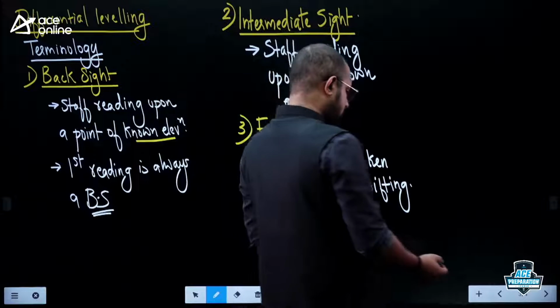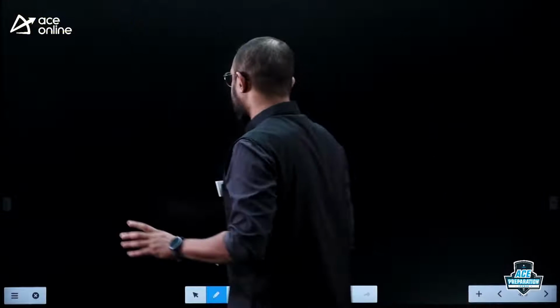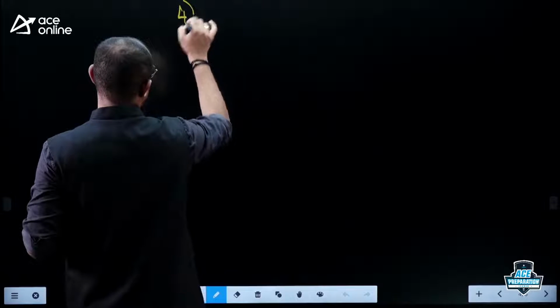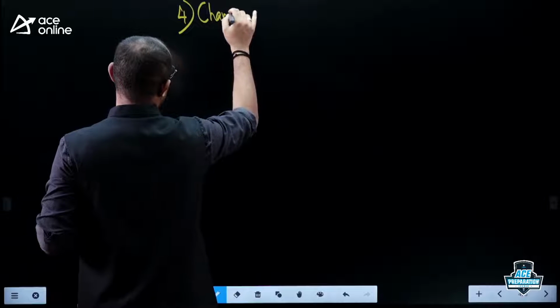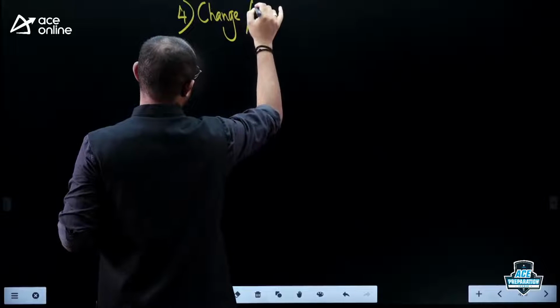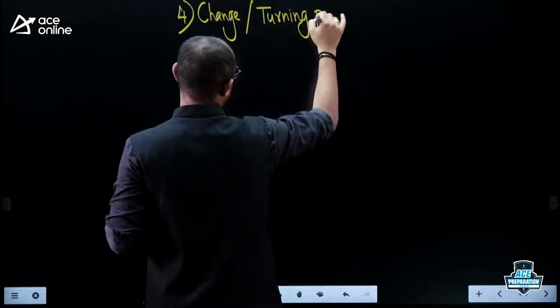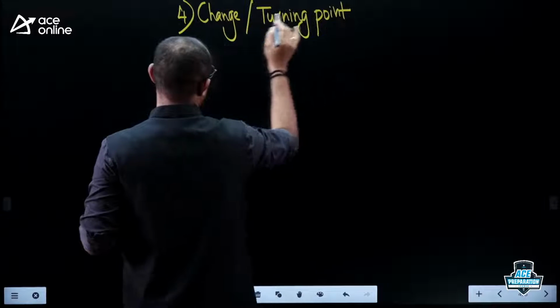Right. Now let us talk about the next terminology here. These are the three staff readings that we have. Now we need to discuss a staff station. That staff station is known as my change point, or else I can even call it turning point.